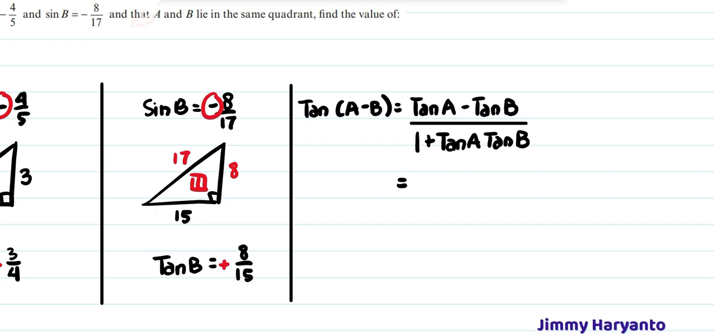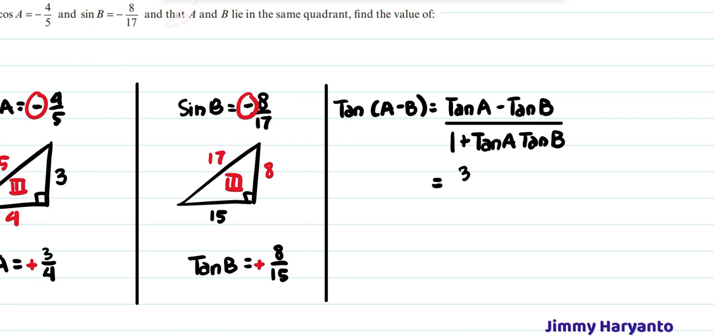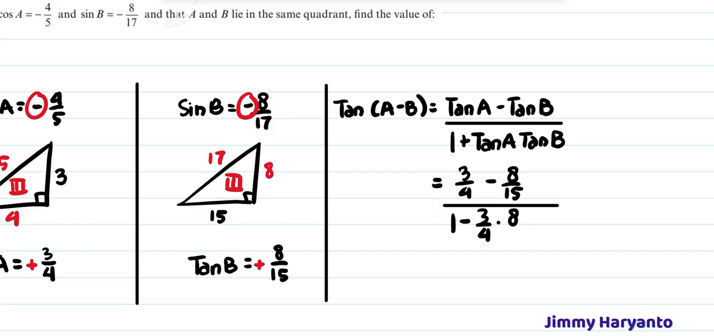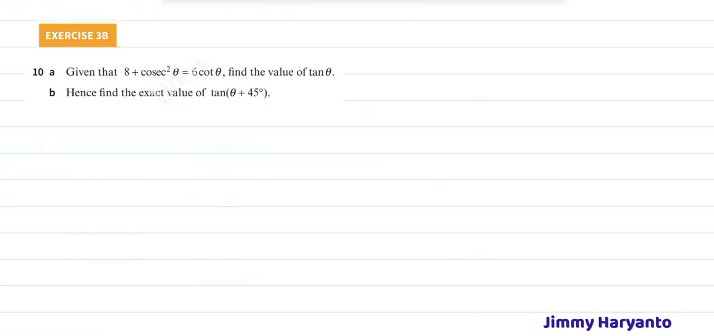And then we only have to input all of them. The first one is 3 over 4 minus 8 over 15, divided by 1 minus 3 over 4 times 8 over 15, and then you will calculate this using your calculator. And the result is 13 over 36 for tangent A minus B. And then the next one is question 10.